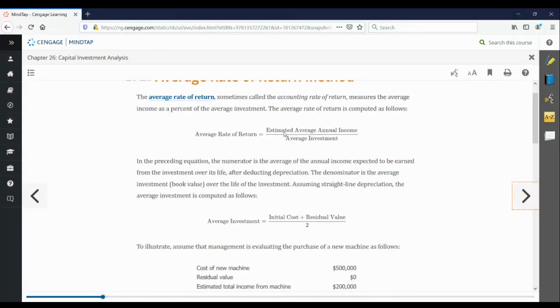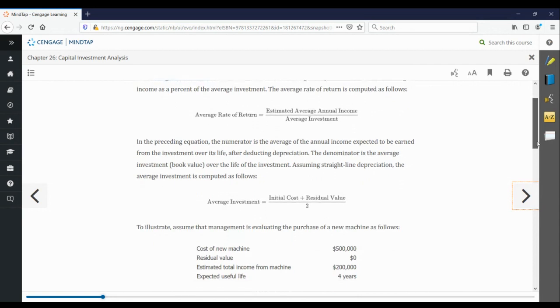So we also need to find the numerator. To determine the numerator, we're going to add up all of our annual income over the life of the asset, and then we're going to divide it by the life of the asset, and that will give us the estimated average annual amount of net income.